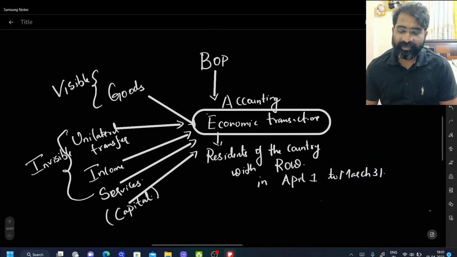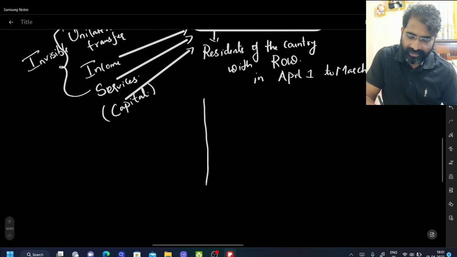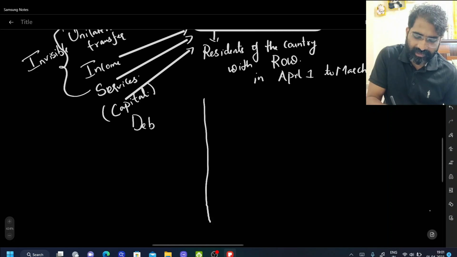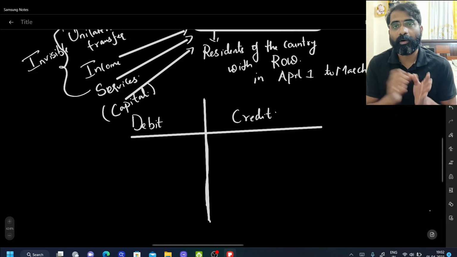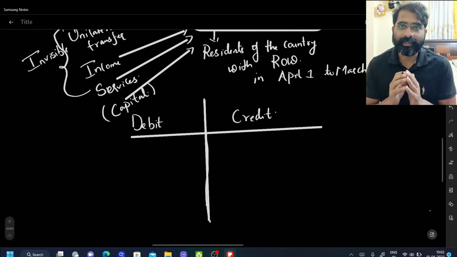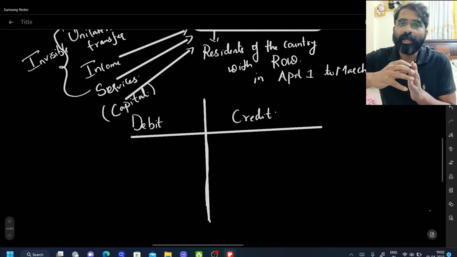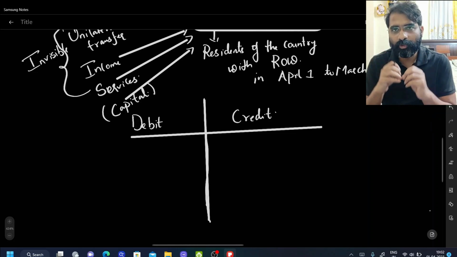When we say this BOP is an accounting statement, it is basically a double entry system. When I say double entry system, it records 2 types of transactions. One is the debit transactions, and another one is the credit. So any of the transactions either should get into the debit or it should get into the credit part. Simple logic to understand. When I say debit, that means money is moving out of the account. When I say credit, money is moving into the account.